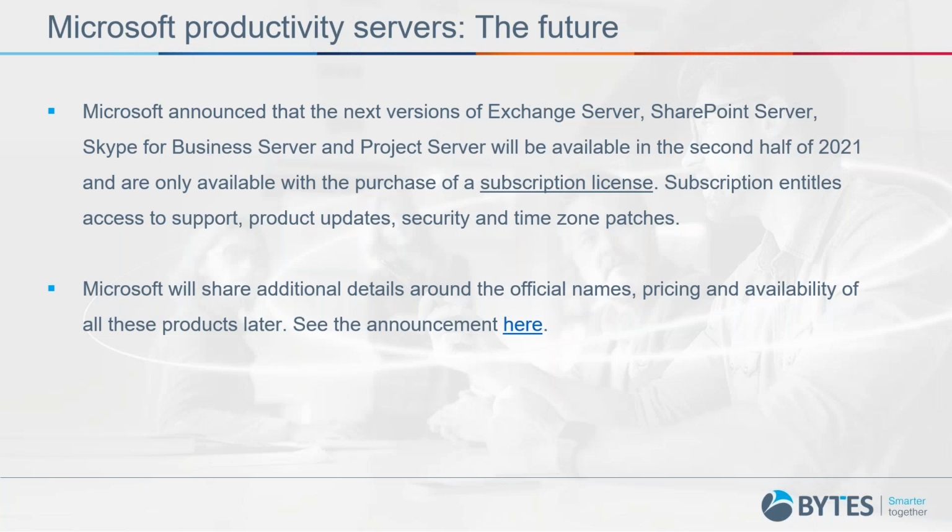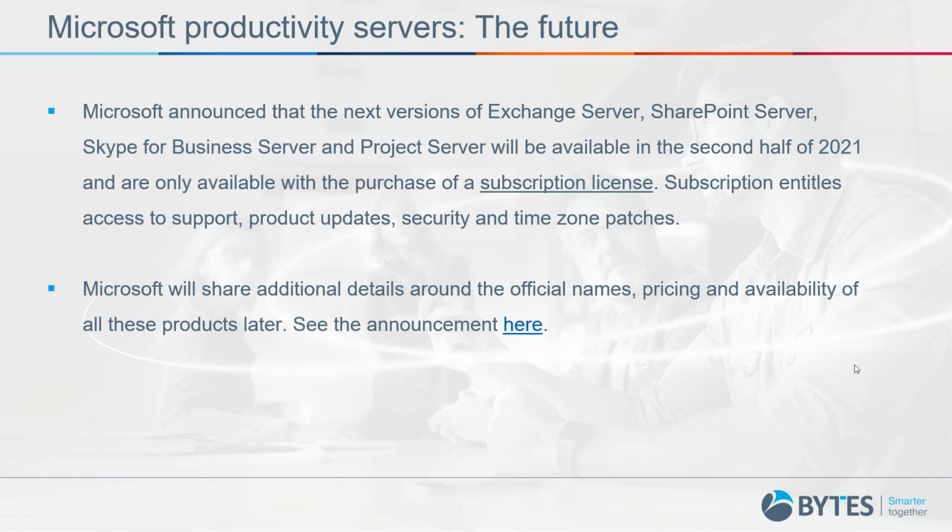Good morning. So first, a look at the future of Microsoft Productivity Servers. Microsoft has announced that the Exchange, SharePoint, Skype for Business and Project servers will be available in the second half of 2021, but only as a subscription license, so there won't be any perpetual licenses available. Microsoft will share additional details around official names, pricing and availability of all of the products at a later date.